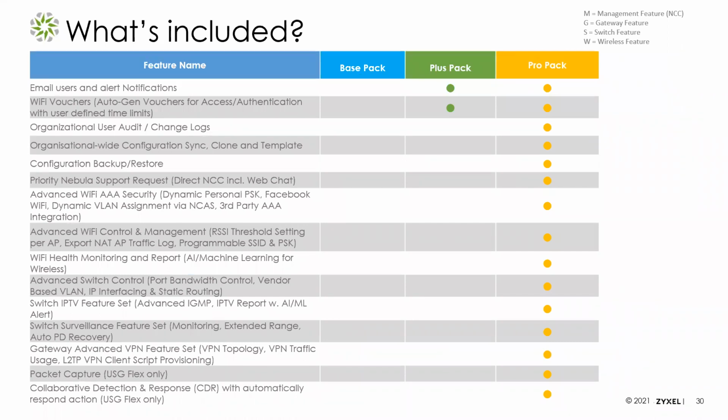The ability to get email alerts and push alerts on the mobile app, such as when a device goes offline for a certain period of time. Those are part of the Plus and Pro Pack. And then the ability to use what are called Wi-Fi vouchers, which is sort of a way of doing paid Wi-Fi access. That requires the Plus or the Pro Pack.